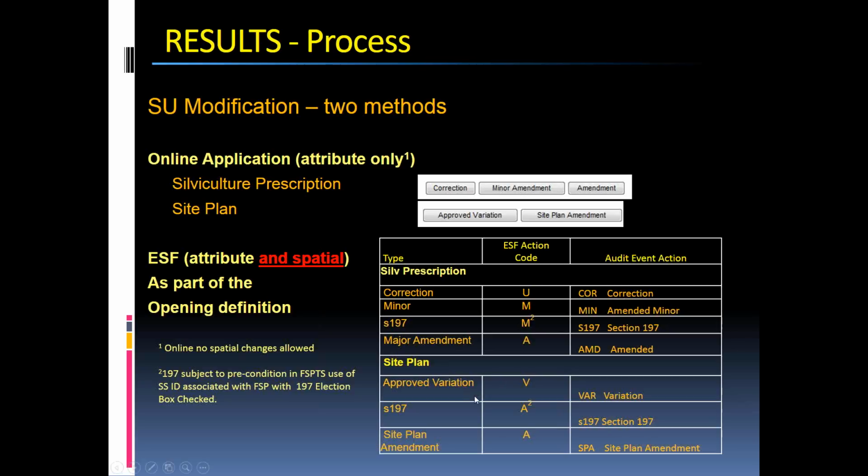In the case of site plans, you have the ability to approve a variation. There's also the ability to do a Section 197 rollover, but the action code in this case would be an A, and then a site plan amendment. So these action codes are what dictate the type of changes you're going to make when you build your ESF submission.